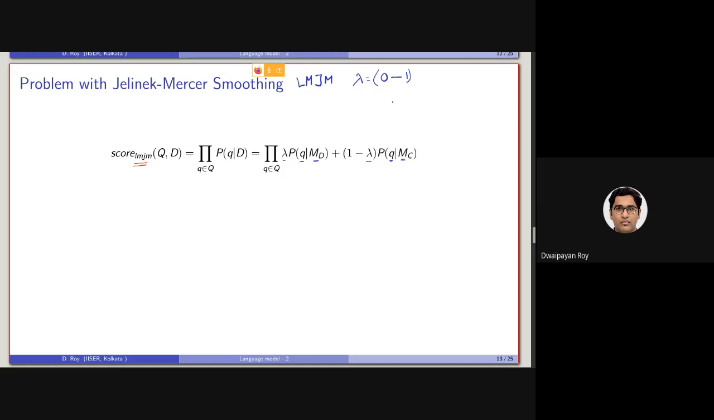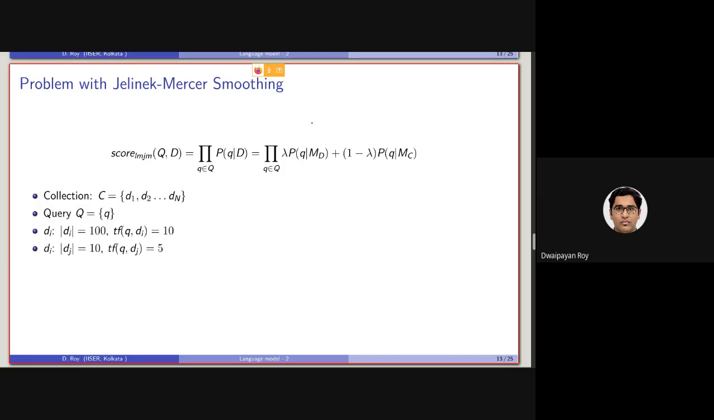So essentially, as we have discussed, we need to tune this parameter based on the collection. For some collections, the optimal value of lambda might be, say, 0.8, and for others it can be, say, 0.7 or something similar. Okay. Now, what is the problem with this linear smoothed language model?